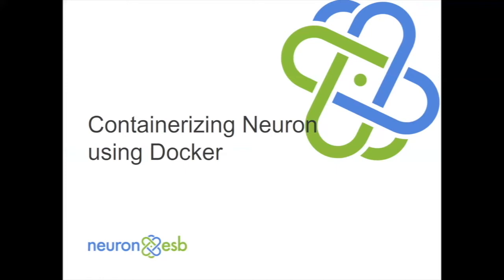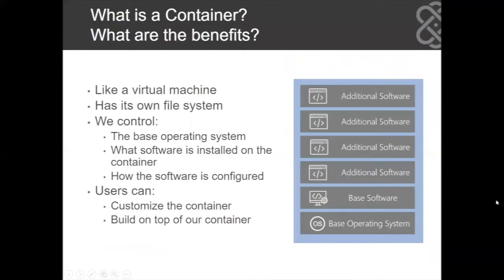I believe containerizing Neuron with Docker solves the multiple instance issues because each container runs on its own virtual private network. So what is a container and what are the benefits? We're going to talk about that. Containers are like lightweight virtual machines. It has its own file system. It contains a base operating system and other bare minimum things to run your software. While creating an image, you choose what kind of operating system we're going to run our software on, what kind of independent software we need to pre-package, and how they will be preconfigured. We store them in a private registry where users can download it and customize the container based on their needs.